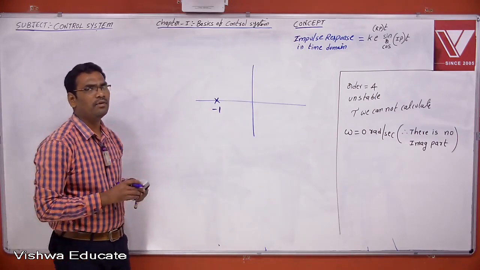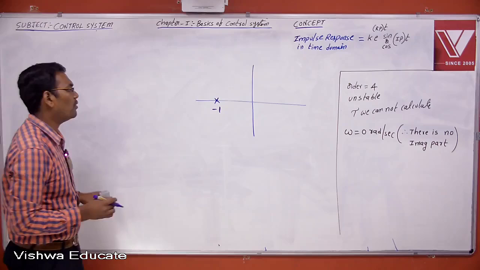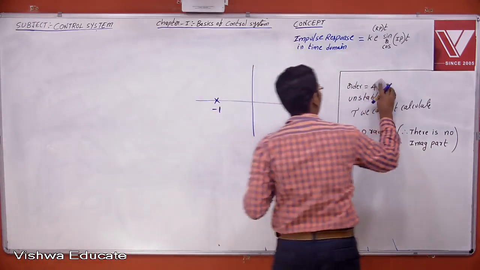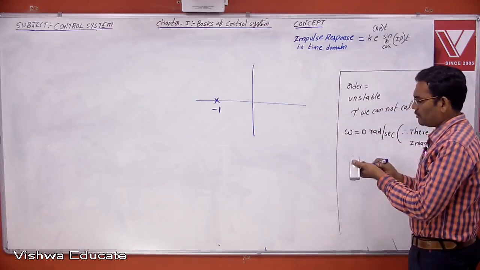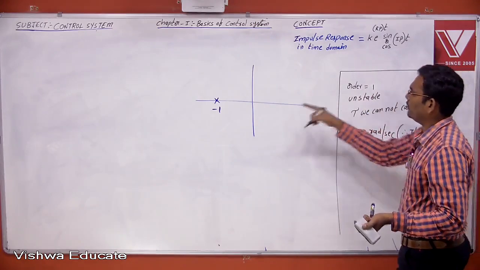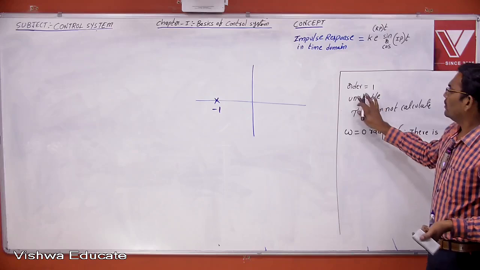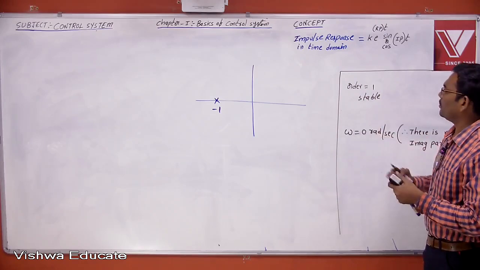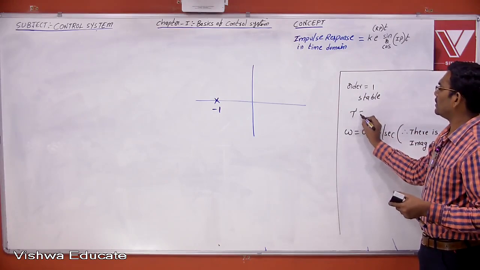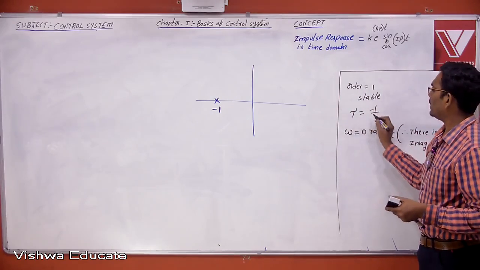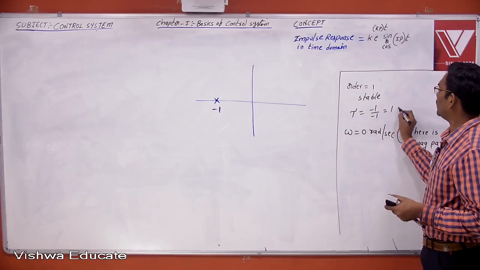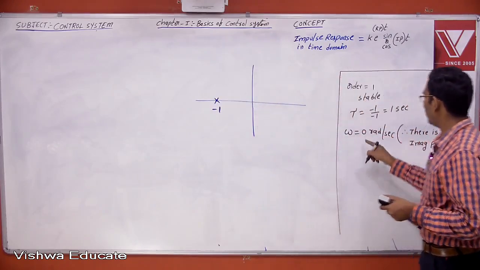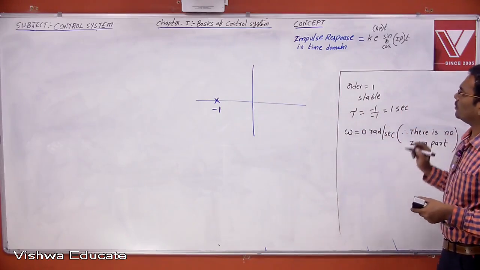Everything we know that, because there is only a single pole. Order equal to 1, only one pole. Now left hand side, system is stable. So now we can find the time constant. Time constant is minus 1 by real part of the dominant pole, which is equal to 1 second. No imaginary part, only real part. Therefore frequency of oscillation is 0 radians per second.